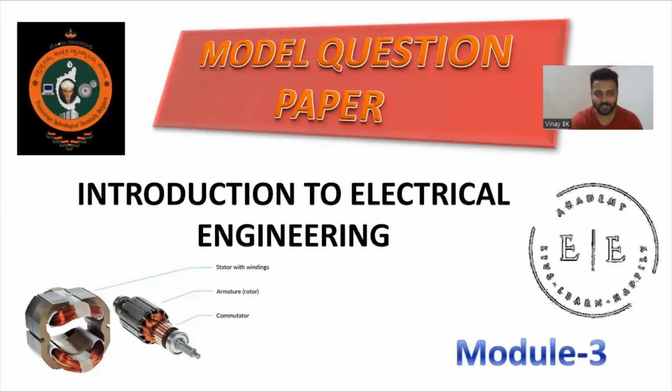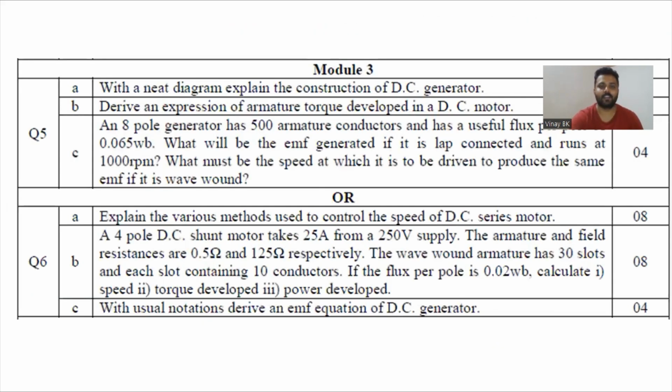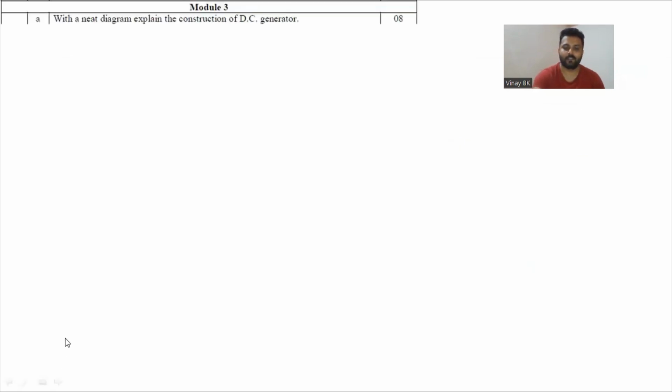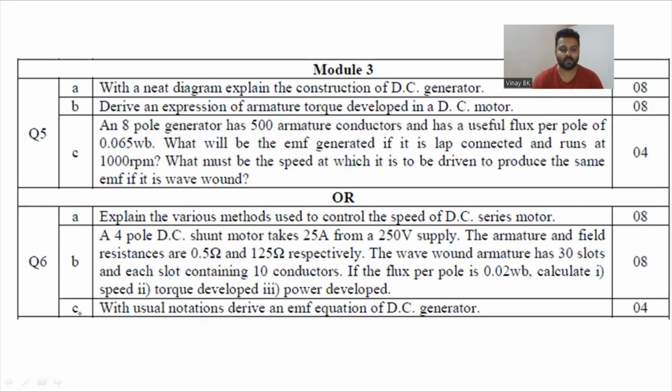So just observe the question paper. They asked for the constructional details of a DC generator with a neat diagram. That is for 8 marks. Similarly, they asked you to write a derivation of the armature torque developed in a DC motor for 8 marks. So you can easily score 16 marks with the help of these two theory questions.